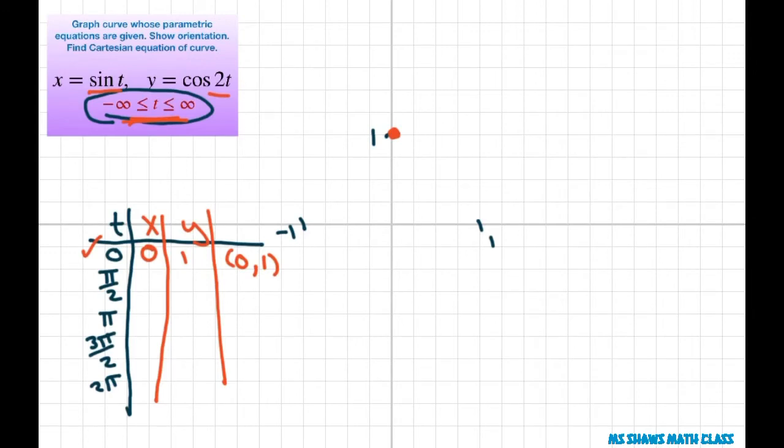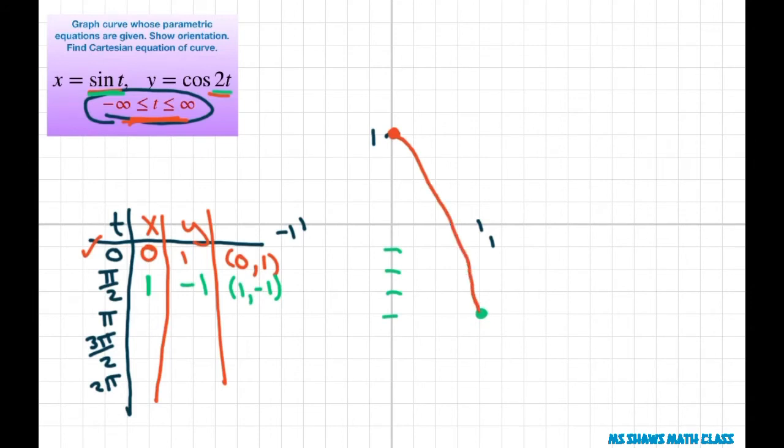Now at pi divided by 2, sine of pi divided by 2 is 1. And then cosine of 2 times pi divided by 2 is cosine of pi, which is negative 1. So this is 1, negative 1. Let's see, 1, 2, 3, 4. That is right here. So what happens is I'm graphing from here to here.